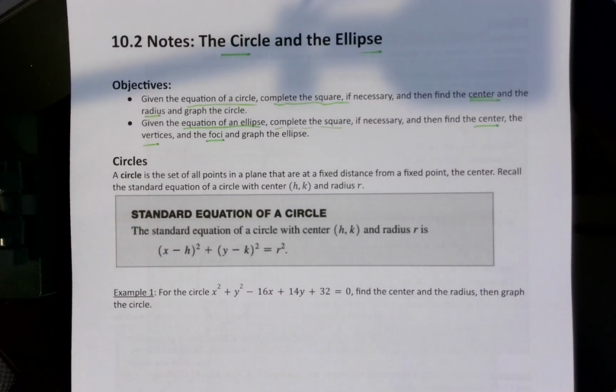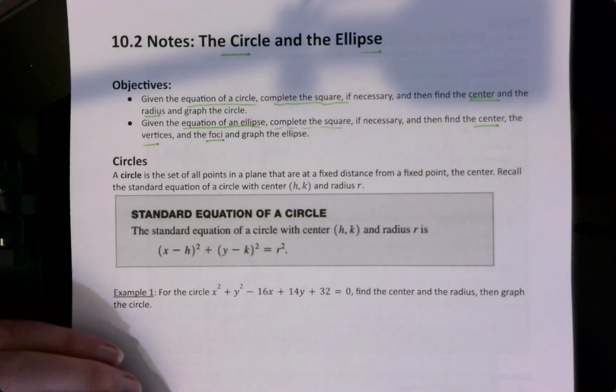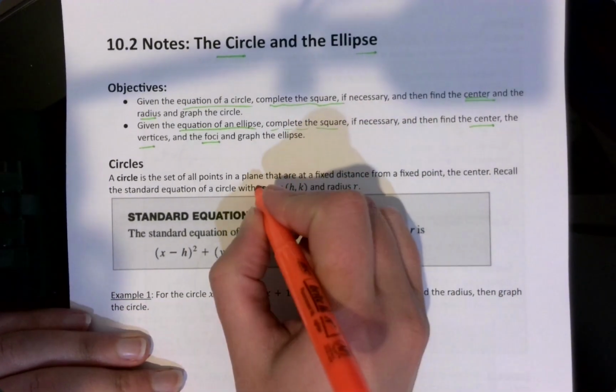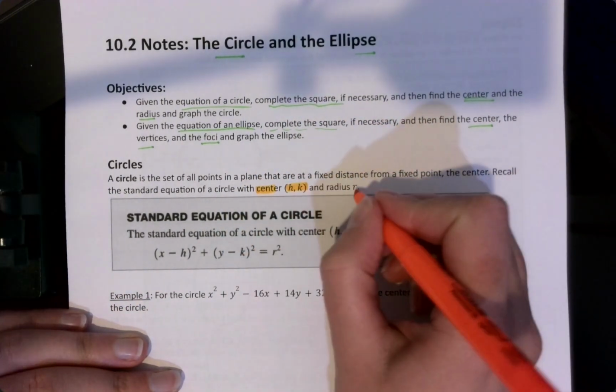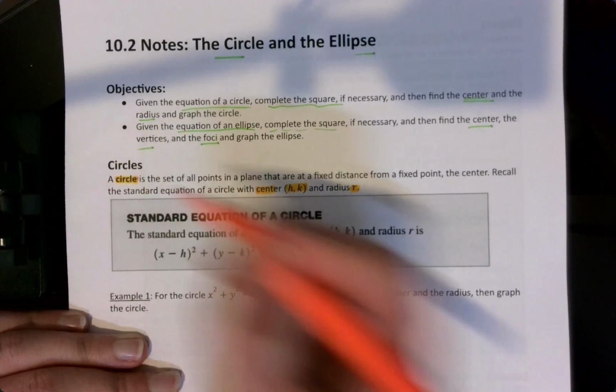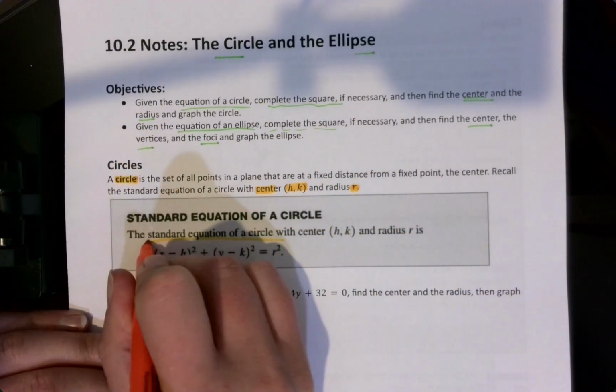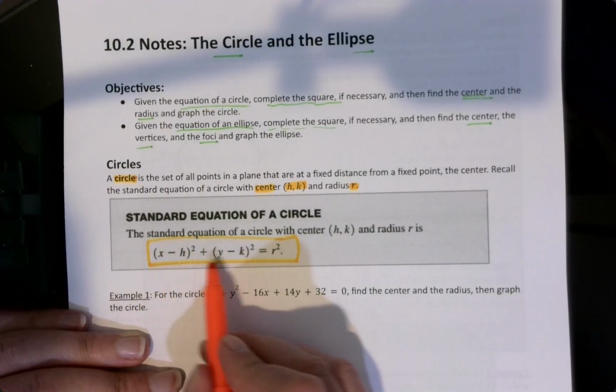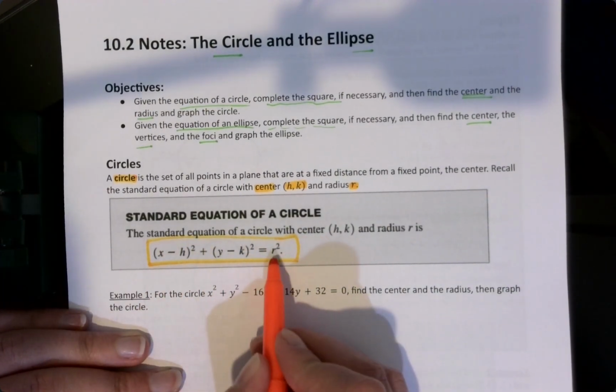First topic is on circles. The standard equation for a circle that has a center located at the ordered pair (h, k) and radius r is going to be given by the equation (x minus h) squared plus (y minus k) squared equals r squared.